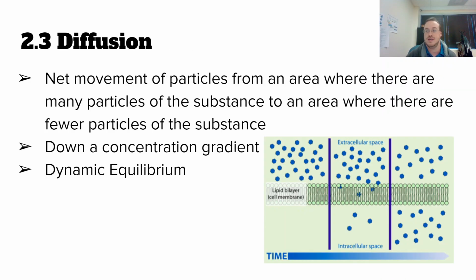So diffusion is one of the main ways that a particle will move into or out of the cell. It is dependent on there being an imbalance of the particle across a membrane. All right, so we need what's called a concentration gradient.